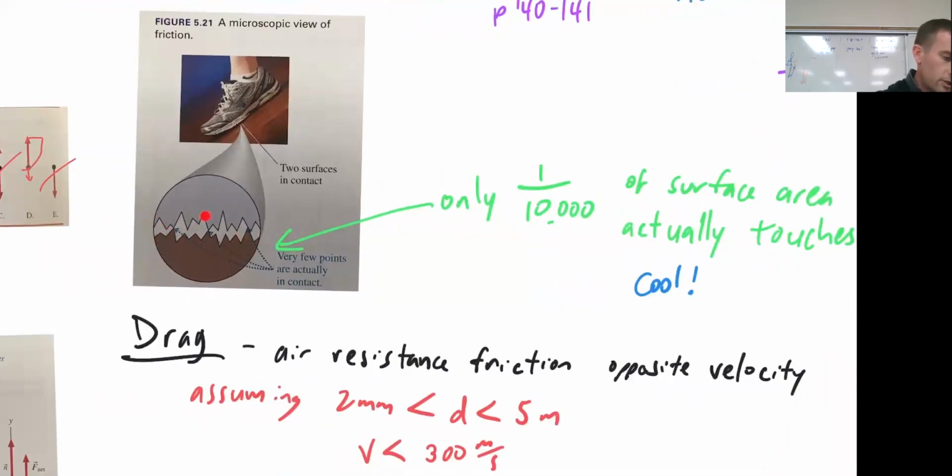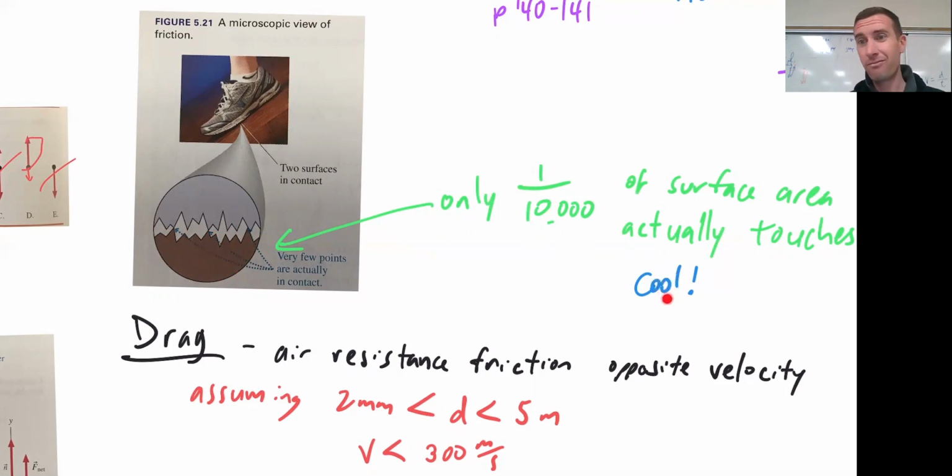I've got this ridgy surface on the bottom of my tennis shoe. Those two surfaces contact. But the cool thing is to see how few points actually contact, because I've got the big ups and the big downs, and they're not like a puzzle piece. They don't fit together perfectly. Very few points actually contact. In fact, only about 1/10,000th of the surface area actually touches when you're touching something.